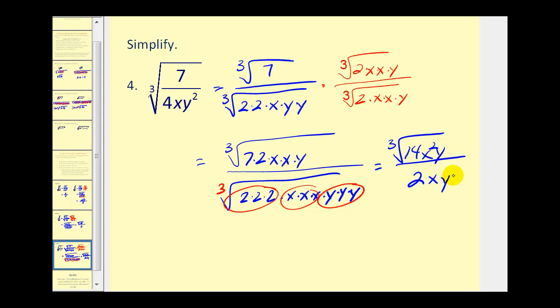Now, even though these exponents are odd, we don't need absolute value around this because the index was odd to begin with. It's only when the index is even that we have that special rule.